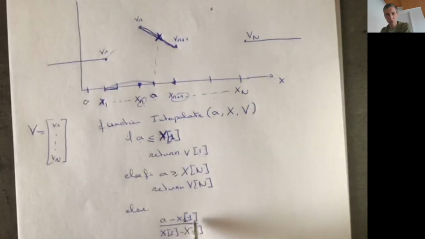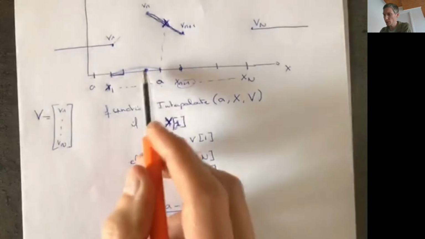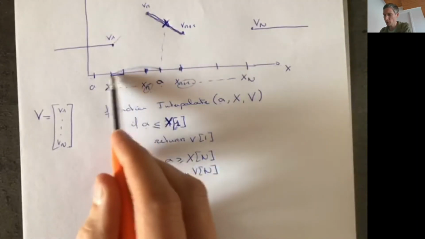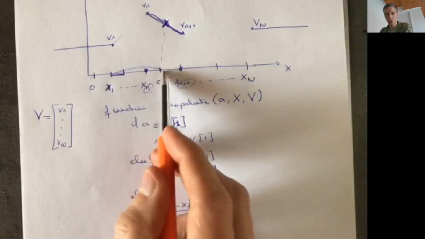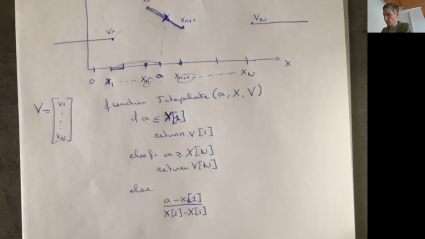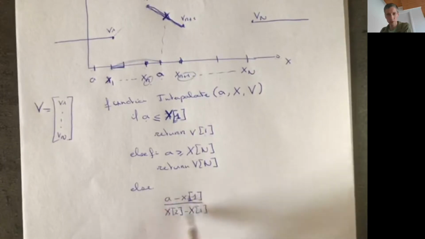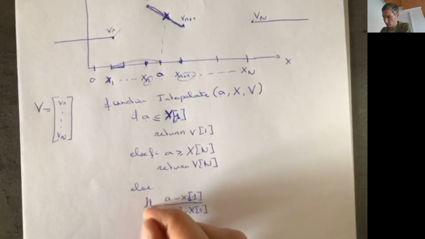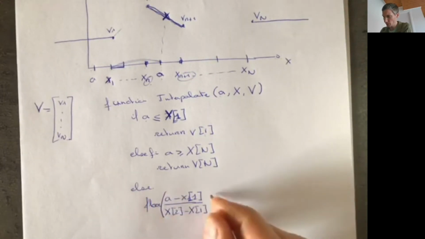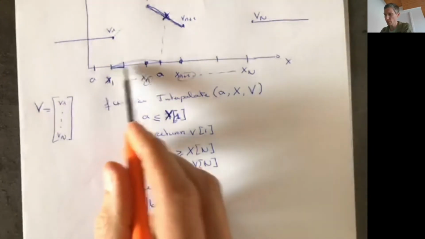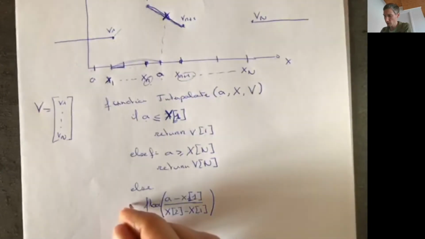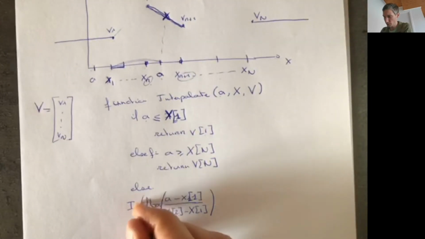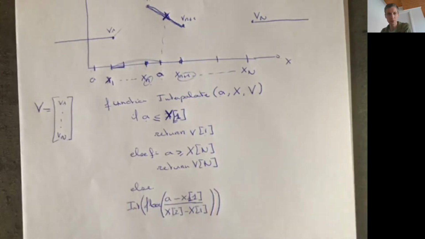So what's this going to give me? This is going to give me a number. Basically, it's going to count the number of steps 1, 2, 3, 4, 5, and so on. But this is not going to be an integer, so I convert this. I take the floor of this one. This is going to tell me how many steps I'm away from x1. And I'm going to convert it to an integer. So this is basically the function that I want.